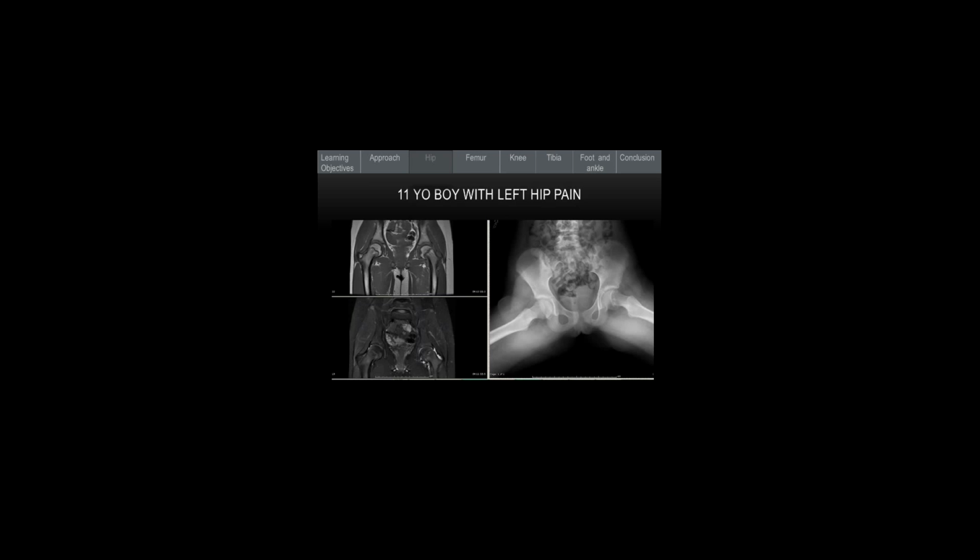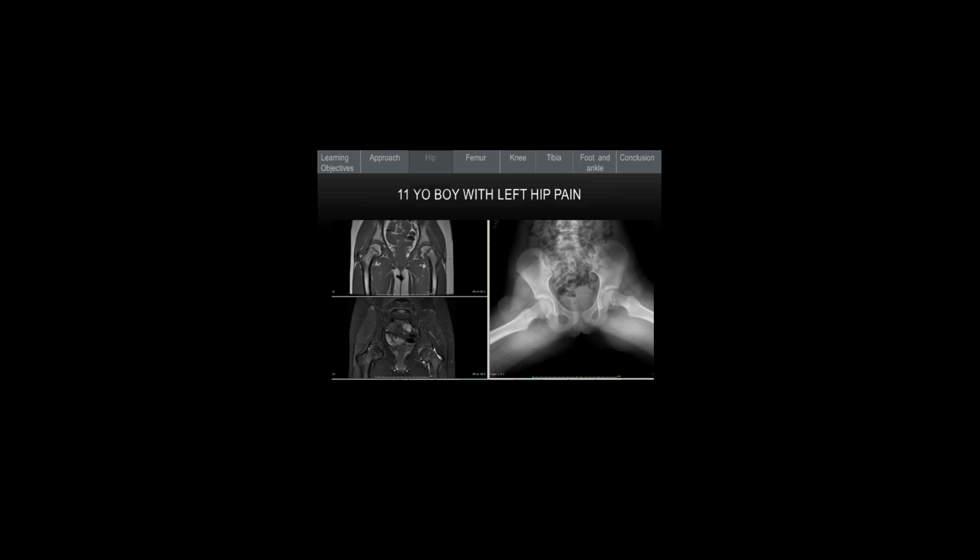We're going to move on to another case. This is an 11-year-old boy with left-sided hip pain. What we have is a radiograph to our right, and we have T1 and T2 fat-saturated MR sequences on our left. And if you just look for asymmetry, some of you will be able to pick out exactly what is going on here.